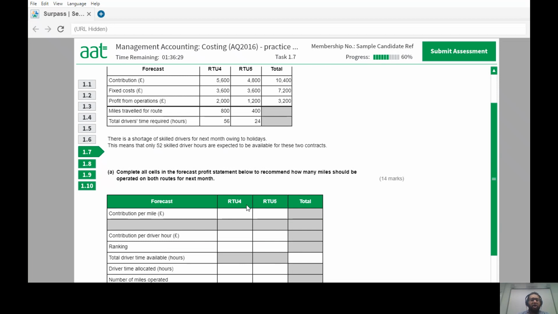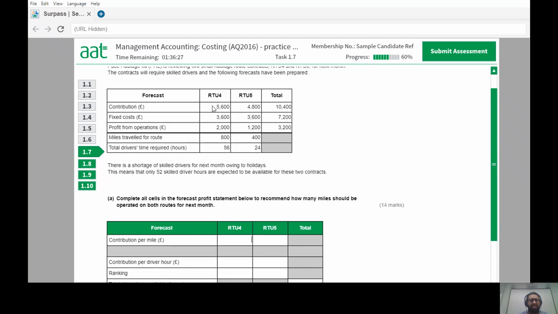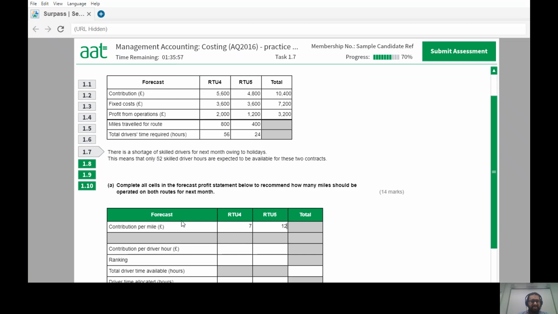So let's see that here, contribution per mile. Here the contribution is 5,600 and total miles travelled is 800. If you divide that, it's going to be 56 divided by 8, which is £7 per mile that I'm getting as contribution. For the next one, I'm getting £12 per mile. But that's not what's required. The one required is the hour. Okay, so let's see here.